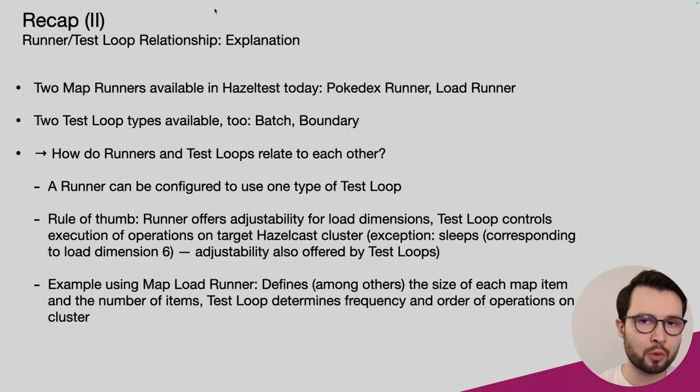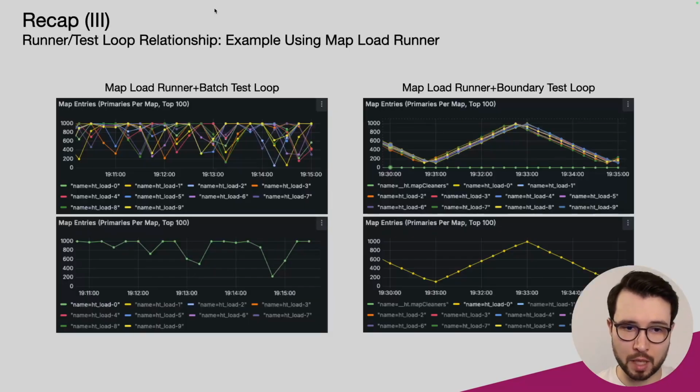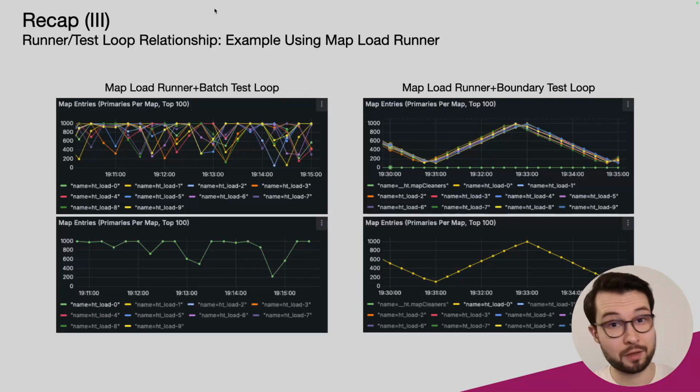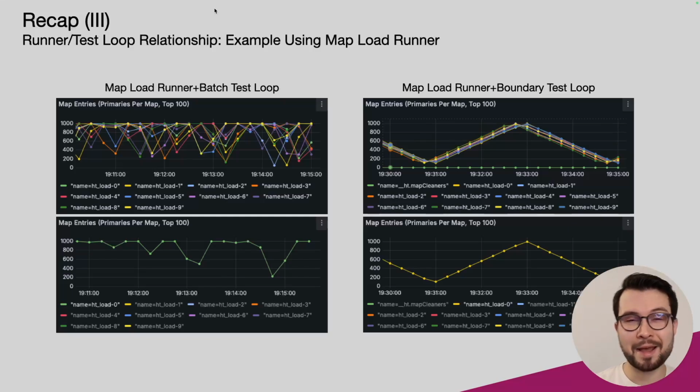In order to drive home this point, I brought a couple of screenshots with me. On the left-hand side, you can see the map load runner batch test loop combination, which is exactly the combination we are using today. And on the right-hand side, you can see the map load runner boundary test loop combination. To make those screenshots, the configuration for the map load runner was exactly the same. The only thing that's changed was the type of test loop. Therefore, depending on the test loop you choose, the sort of load patterns you will observe on your target Hazelcast cluster will be totally different.